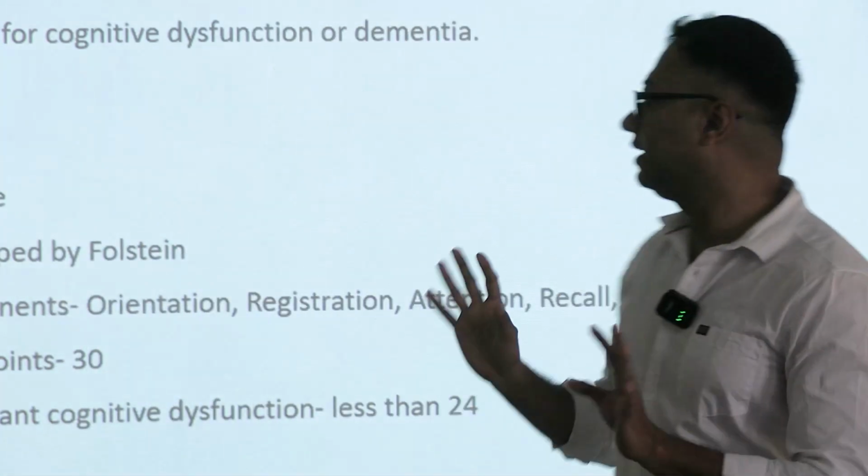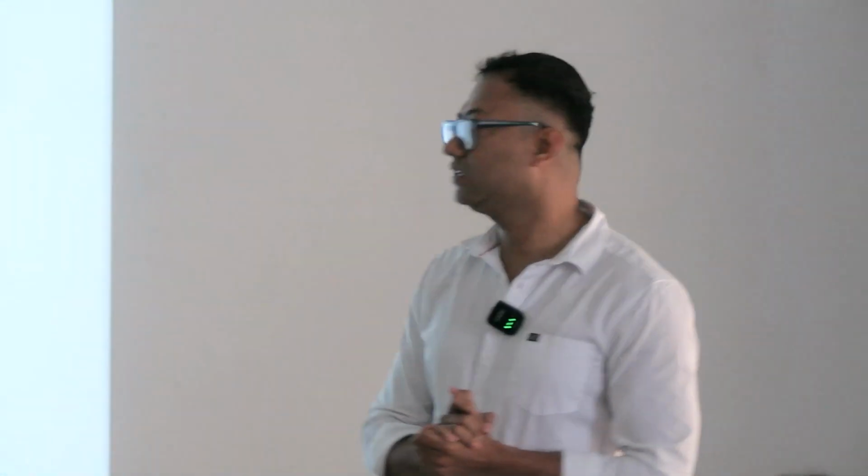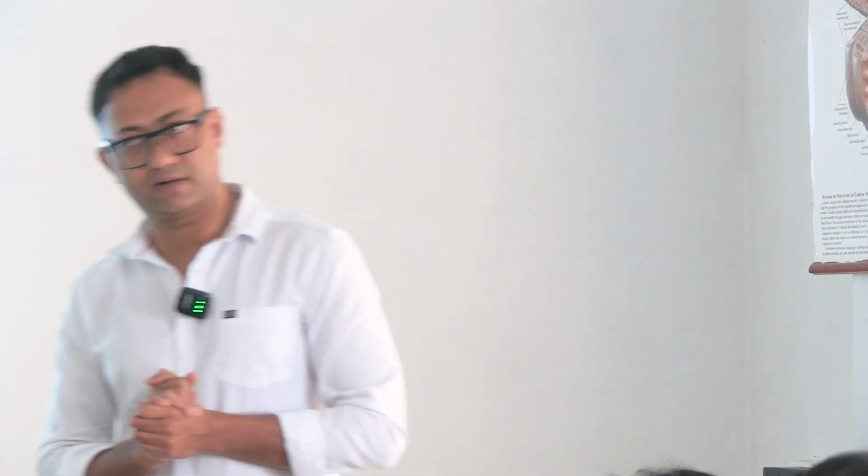So majorly you have apraxia. What do you need to test? You need to test aphasia, apraxia, agnosia, and loss of judgment, by interacting with the patient, asking some questions, and simply by observing the patient. So this is the overall examination of higher function.